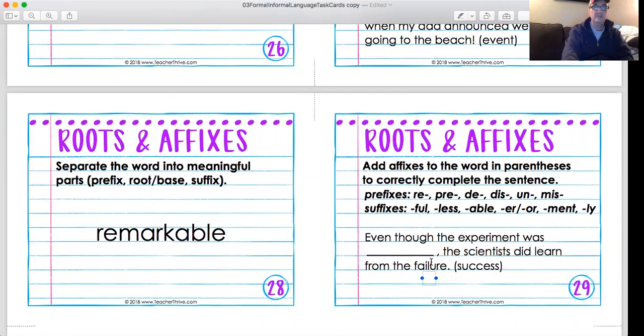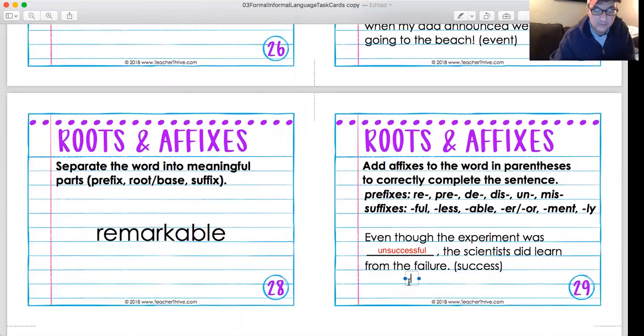Well, let's look at this sentence. Even though the experiment was blank, the scientists did learn from the failure. Remember this keyword failure here. Well, that's not a success when it's a failure. So which one of these prefixes means not? That'd be un. So we could say unsuccess, and then actually also the suffix, unsuccessful. So you could say the experiment was unsuccessful, but they still learned from the failure.